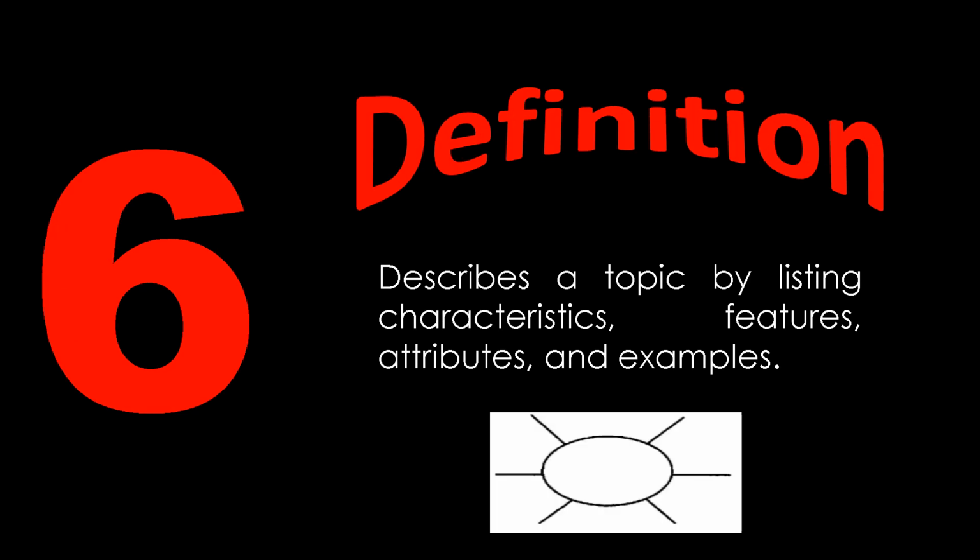Lastly, let's discuss definition. It describes a topic by listing characteristics, features, attributes, and examples. This is used to tell what something is, to present an item's attributes or properties, or to show what an item or place is like. An example topic you could use are the school, family, online learning, and many more. A concept map, which is the image below, you can use to help present the information you want to include in your essay.